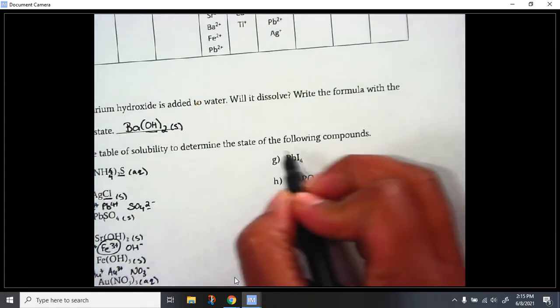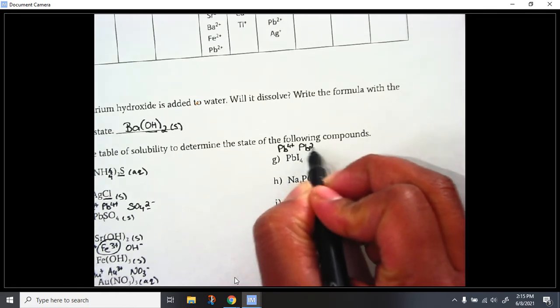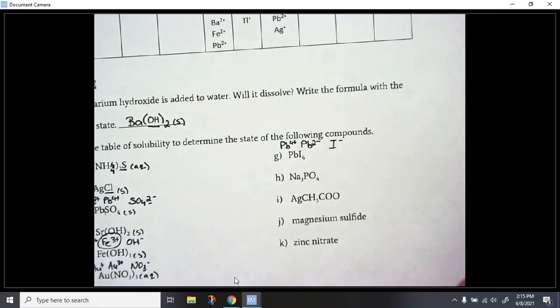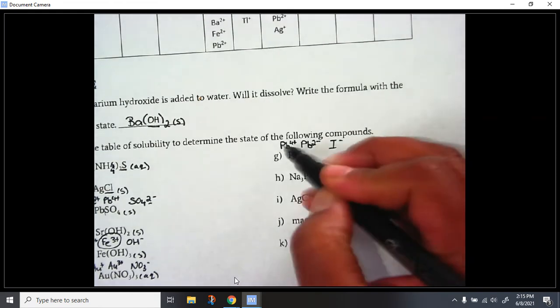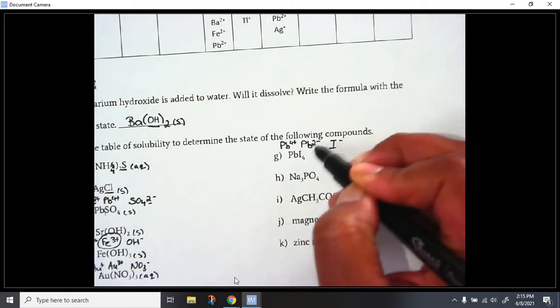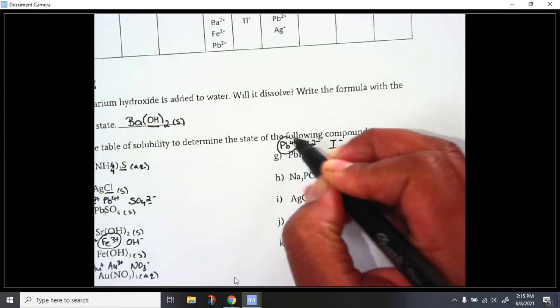Next one here, again, I can have lead 4 or lead 2. Iodide, however, can only have a charge of 1 negative. Okay, so to get a total charge of 0, 1 negative, can't be this one because I'd still end up having, this would have been PbI2. So I can tell it's that one.